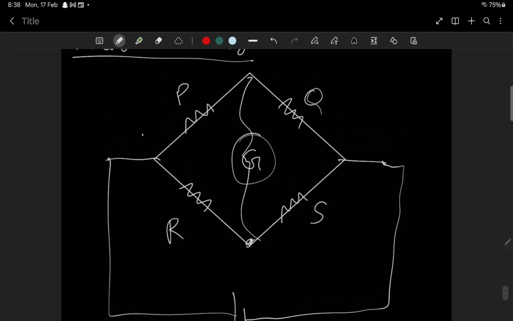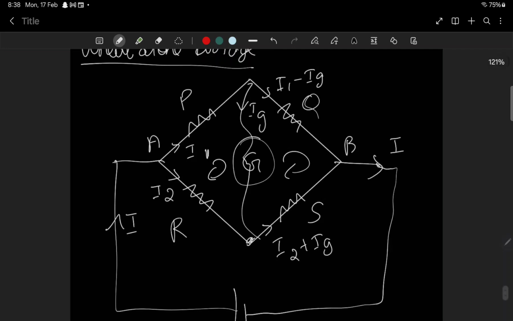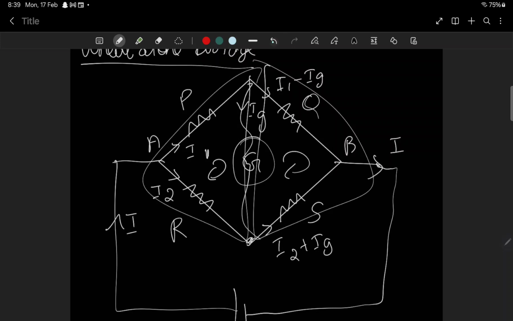So now, first of all, this is A, this is B. A current I is coming from here, and here it is splitting into I1 and I2. Now I1 goes here as IG, and this becomes I1 minus IG. Here it becomes I2 plus IG. Here it once again becomes I. So we are going to apply the loop rule inside this. There are 2 loops, this one loop and this one loop. We are going to apply Kirchhoff's law.